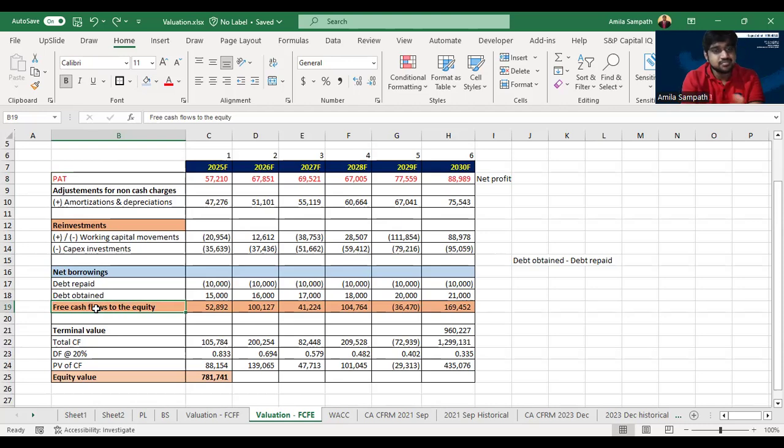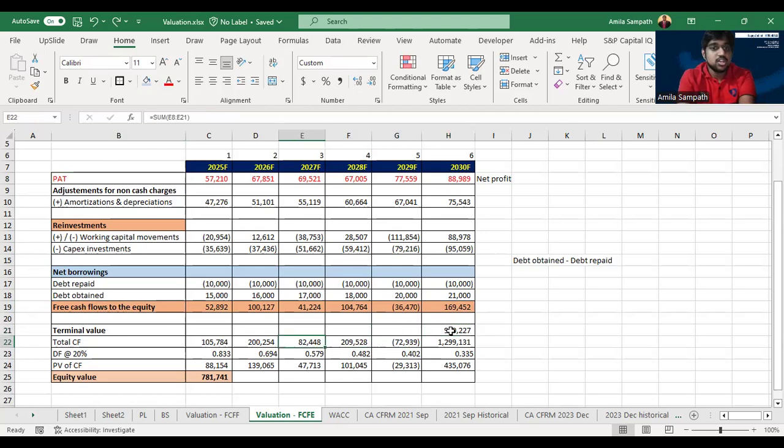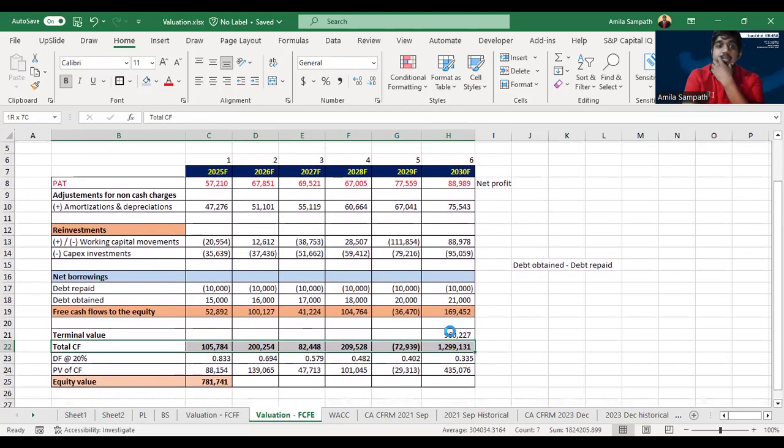Then from the free cash flow to the equity for the explicit periods, same way, we need to calculate our terminal value. It's the same way that we discussed under the free cash flow to the firm. We need to calculate the terminal value. Then we can get the total cash flows.